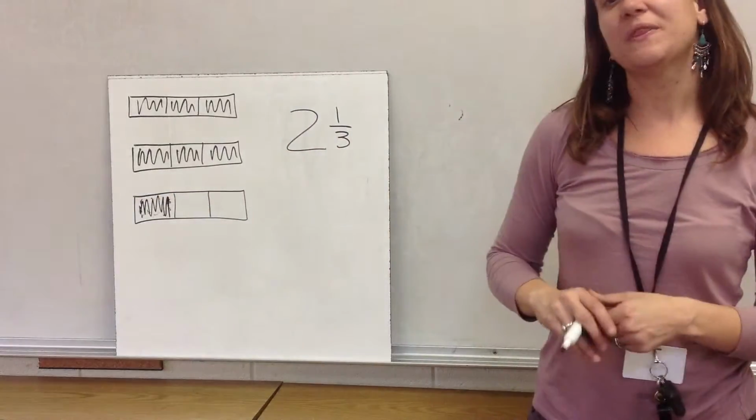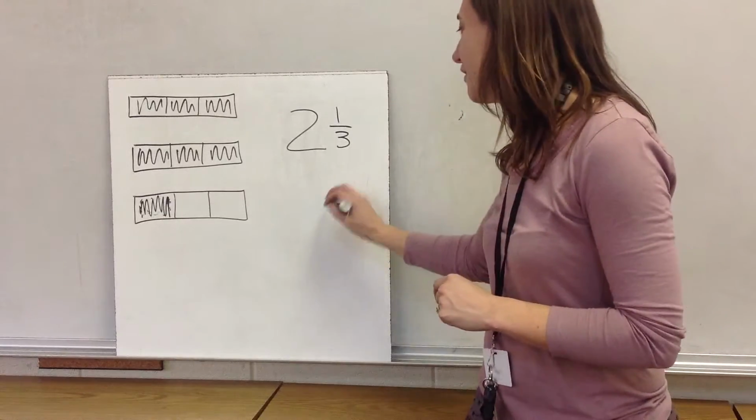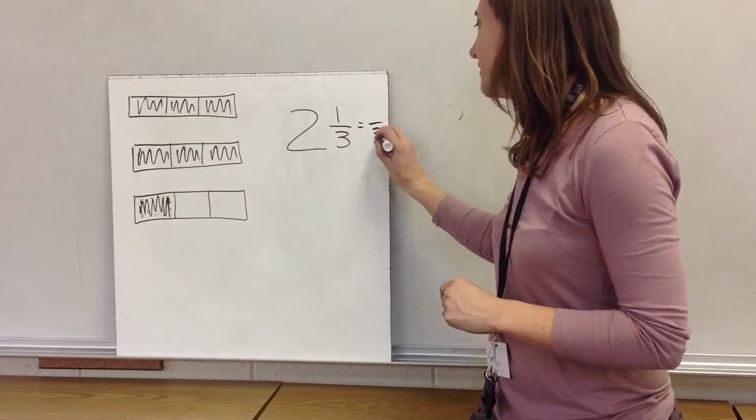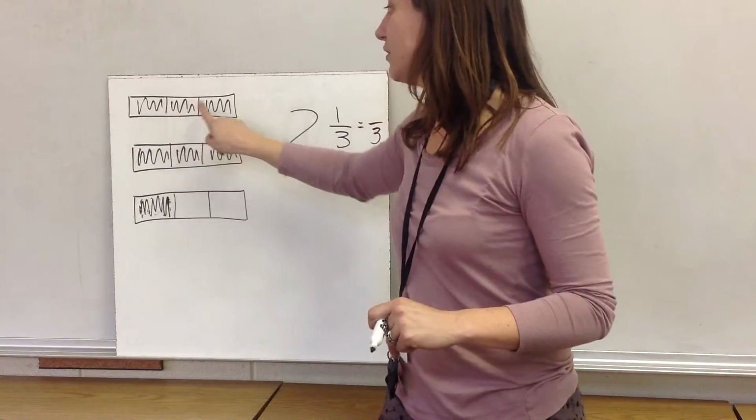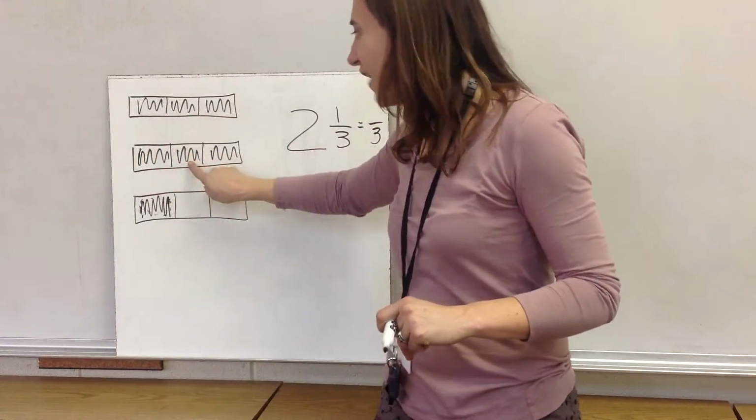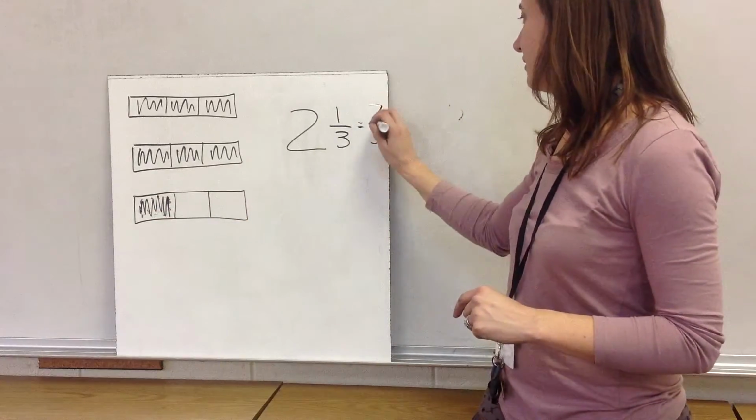So if I wanted to know what this was as an improper fraction, I could simply count how many thirds I have. My denominator would stay the same. Let me count how many thirds I have. 1/3, 2/3, 3/3, 4/3, 5/3, 6/3, 7/3.